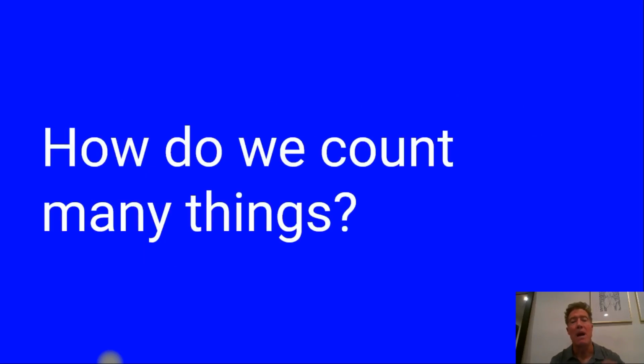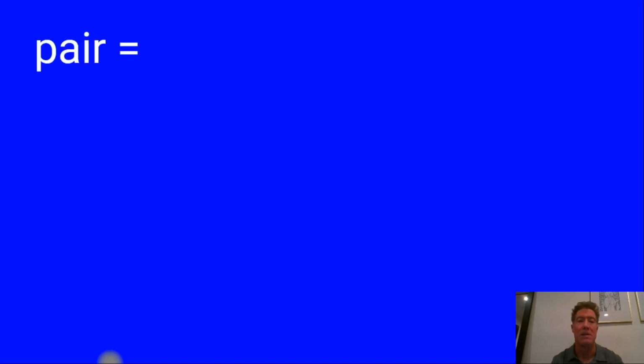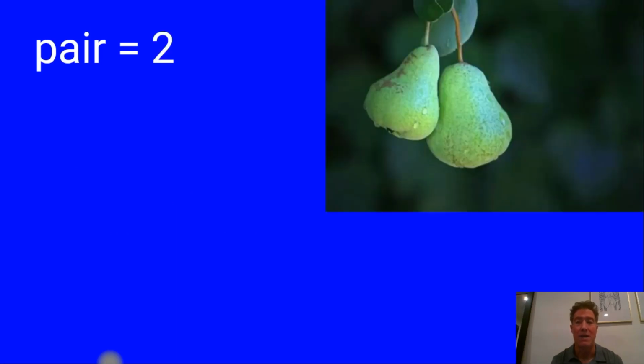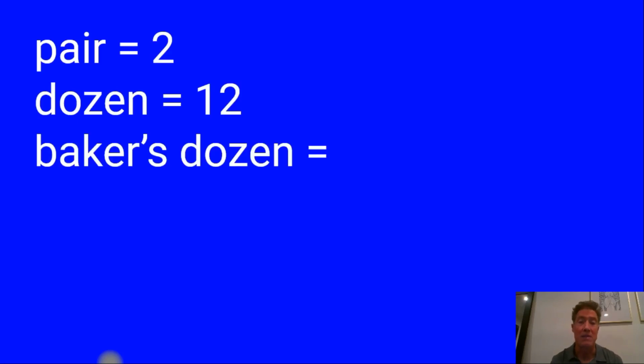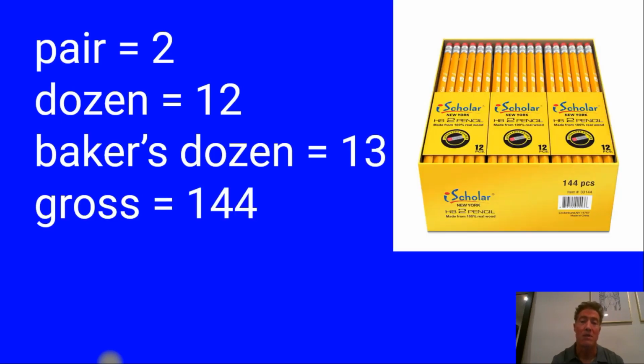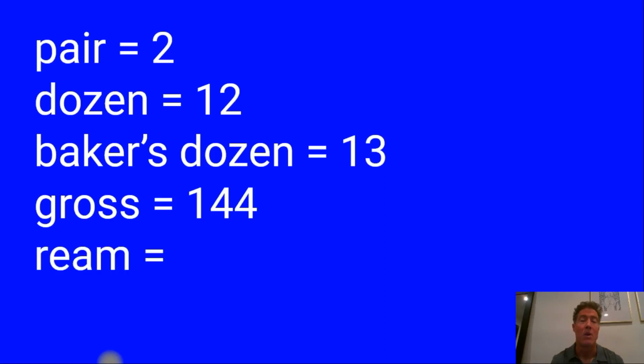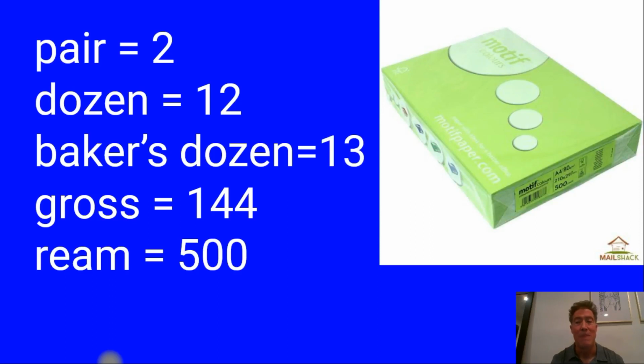So first let's back up. How do we count many things? We have lots of words when we count things by more than one. A pair is 2. A dozen is 12. What's a baker's dozen? 13. What's a gross? It's 12 twelves, or 144. What is a ream, like a ream of paper? 500. So we have these ways of counting things in chunks.